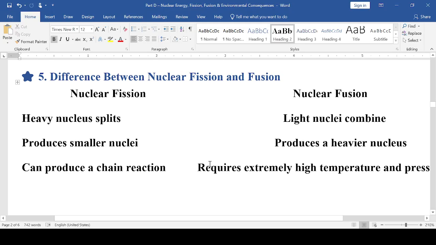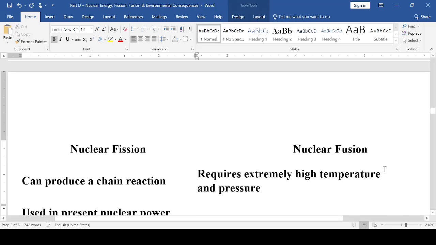The difference between nuclear fission and fusion: in fission, a heavy nucleus splits; in fusion, light nuclei combine. Fission produces smaller nuclei, fusion produces heavier nuclei. Fission can produce a chain reaction, while fusion requires extremely high temperature and pressure.